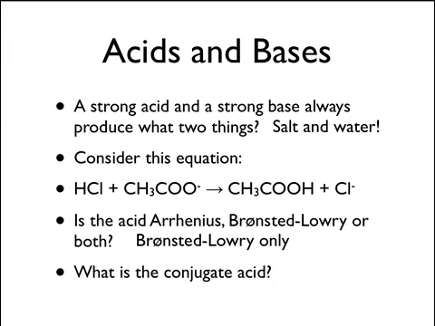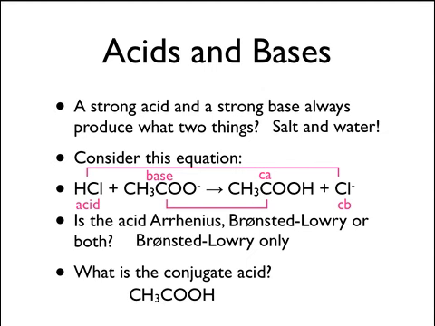Now, what is the conjugate acid of our equation? Well, we know that the hydrochloric acid is the acid, so when we follow the chlorine, we find our conjugate base. On the other hand, the thing that's been added to the acid must be the base. The acetate ion is the base, and its conjugate is the conjugate acid. So the CH3COOH, or the acetic acid, is the conjugate acid.